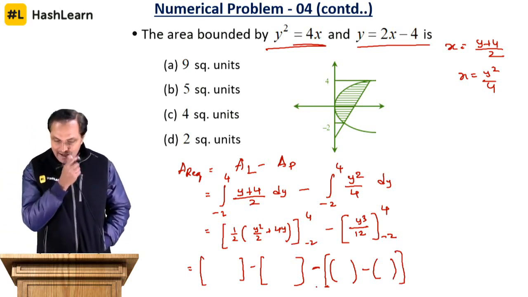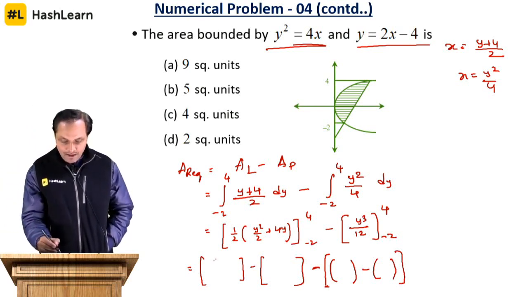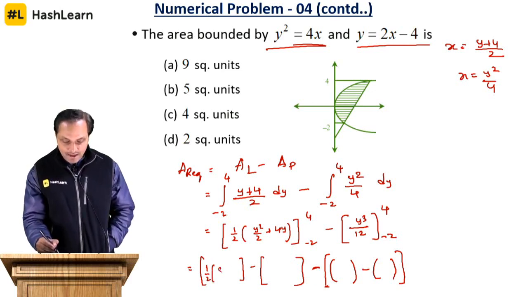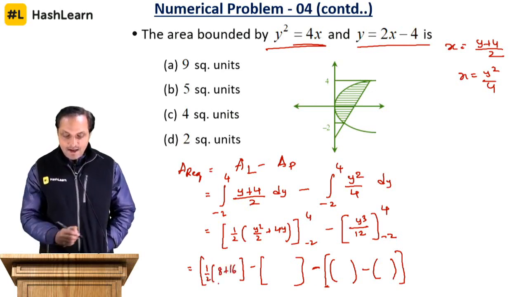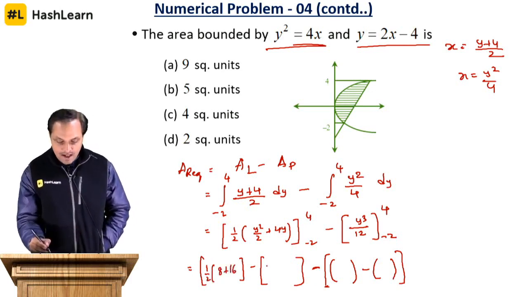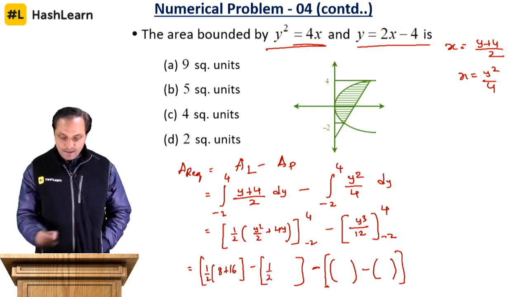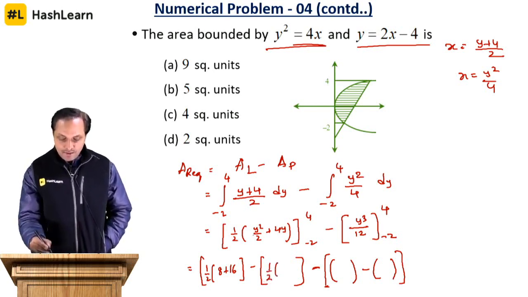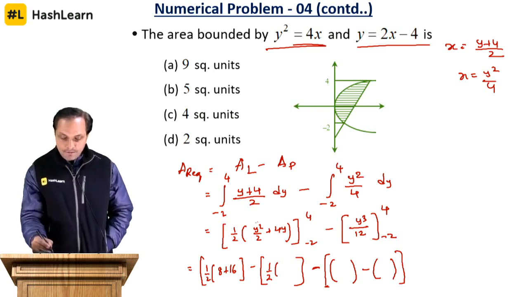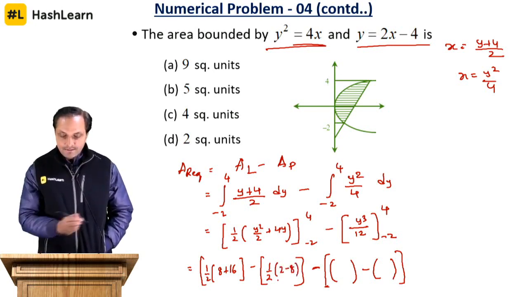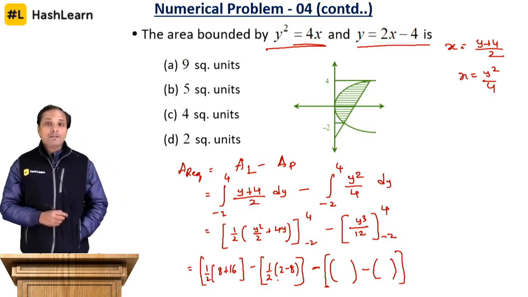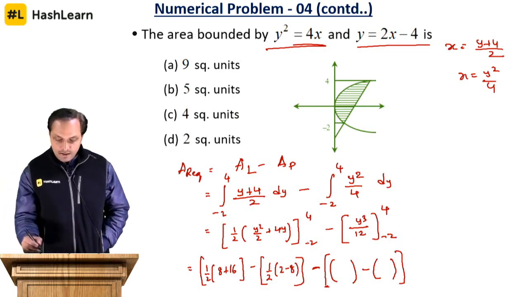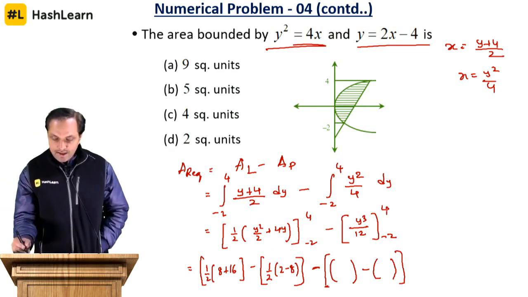Let us take now the upper limit for the first part, it will be half. The upper limit is 4, 4 square is 16, 16 by 2 is 8, plus 16, this is the value at the upper limit. Here the lower limit is minus 2. Minus 2 square is 4, 4 by 2 is 2, minus 4 into 2 is 8. That is the lower limit value.